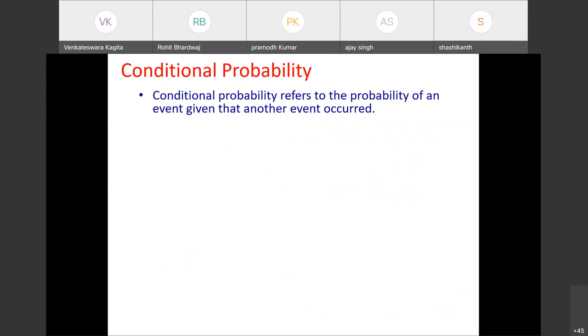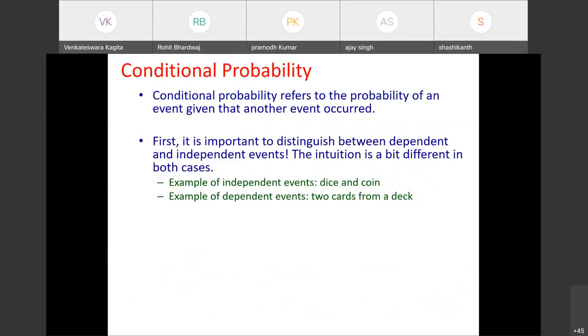Right. And conditional probability refers to the probability of an event given that another event has already occurred. In this case, it is important to distinguish between dependent events and independent events, because the intuition is a bit different in both cases. If you take the example of independent events, the dice and the coin experiment, both of them are independent of one another, isn't it? Throwing a dice and flipping a coin are independent of one another.